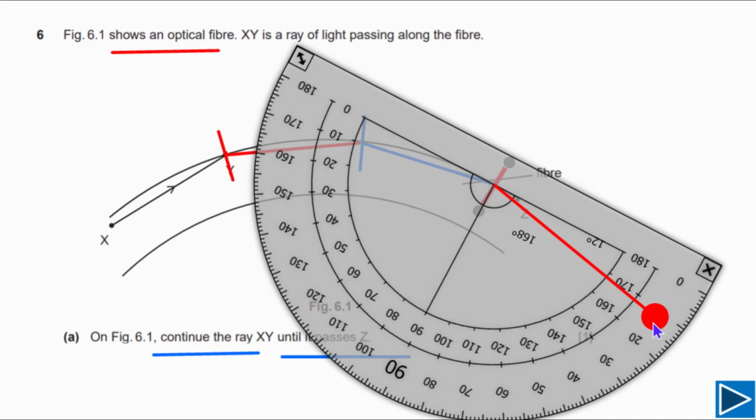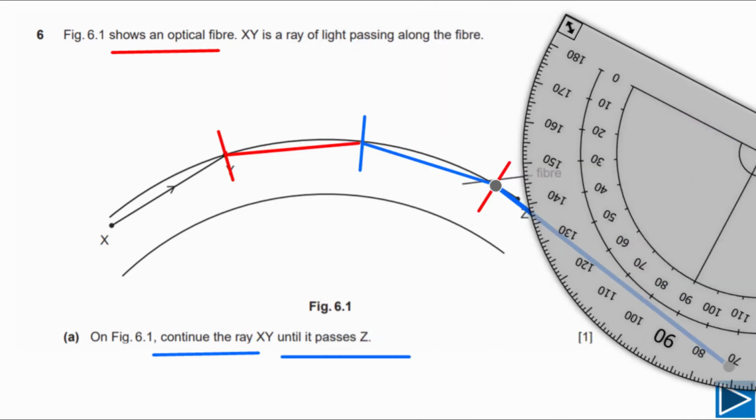We need to find out the angle of incidence. The angle of incidence in this case is about 169. So the angle of reflection also has to be 169.6. So this is 169.6. So this is our third reflected ray. We can use blue color and we can draw the third reflected ray. So this is our third reflected ray.